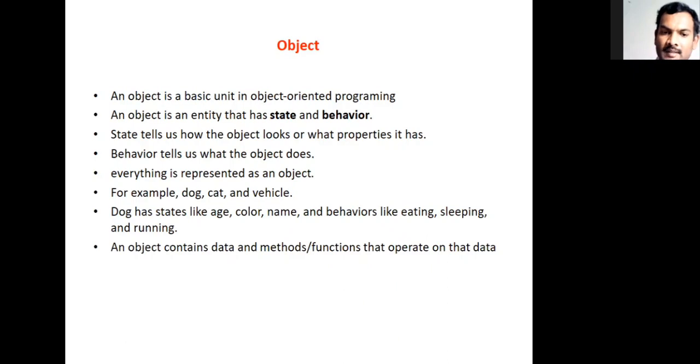And if we are representing the object in the programming language, the state or the properties are represented in the form of instance variables, whereas the behavior is represented in the form of methods. And whenever you are creating an object, it will be allocating some space in the computer. That means it will take some space in the memory. Once you are creating the objects, it requires some space.